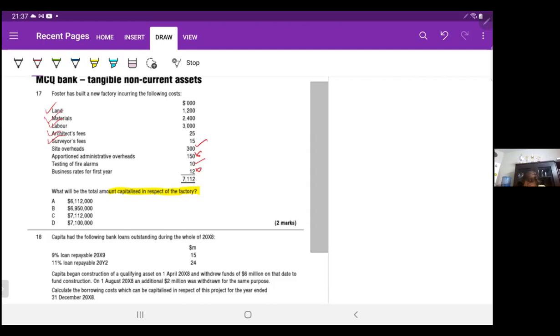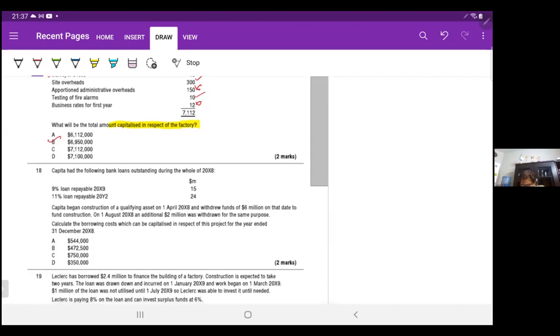So now we will do the total: 1200 plus 2400 plus 3000 plus 25, 15, 10. It will be 6950, and B is the answer in this case.